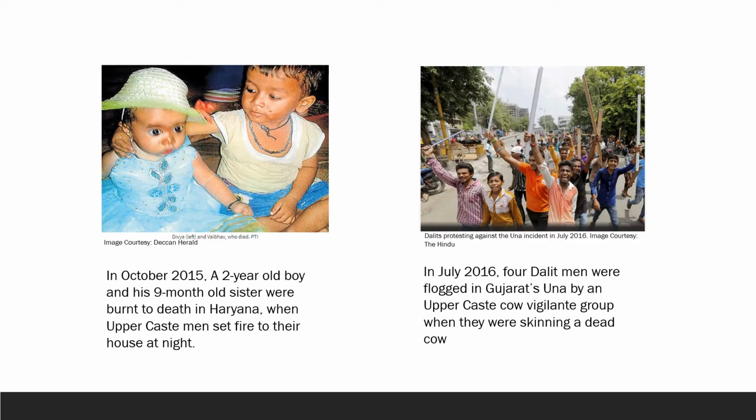Cases of atrocities against Dalits have increased manifold since 2014, when the current right wing BJP government came to power, the party being a traditional upper caste Hindu nationalist party. The 2015 incident of two Dalit kids being burnt alive or the flogging of four Dalit men in Una are just a couple of those.